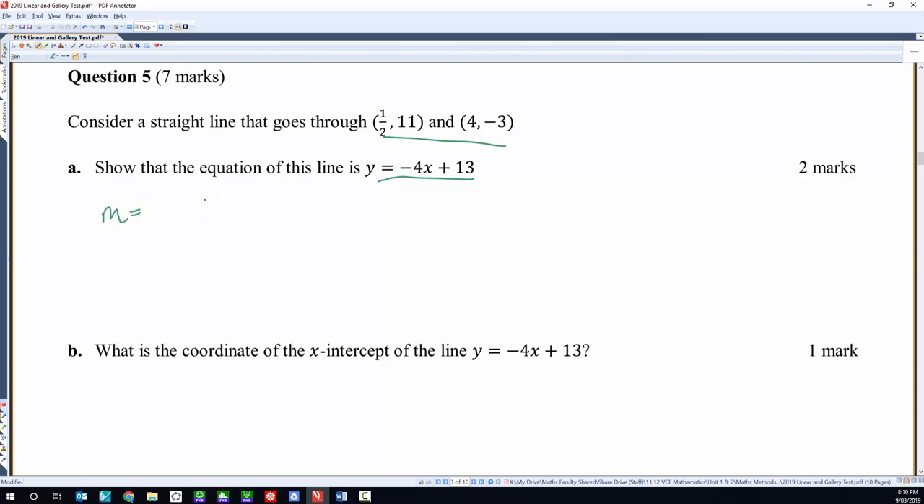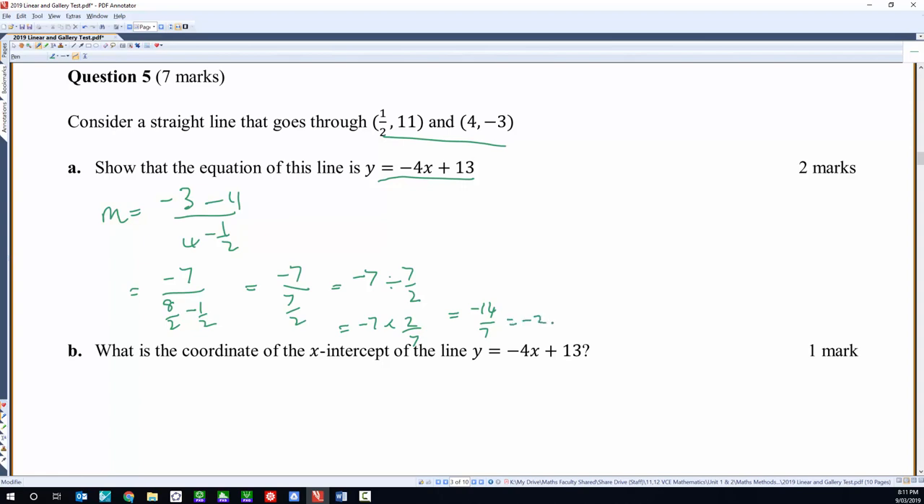So I'm going to get the gradient by doing negative 3 take 11 over 4 take a half. That's negative 7 over 8 on 2, take away a half, which is negative 7 over 7 on 2, which is the same as negative 7 divided by 7 on 2, which is the same as negative 7 times 2 over 7, which is the same as negative 14 over 7. What's gone wrong here? Equals negative 2.